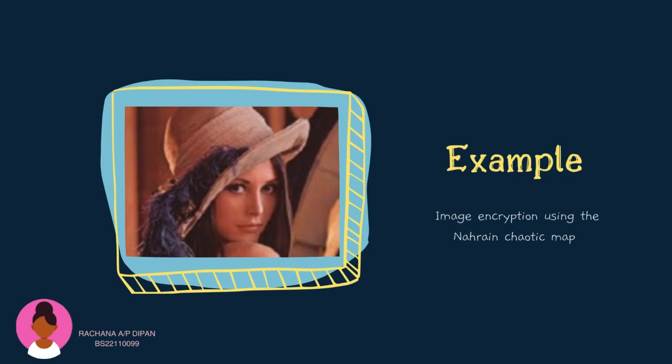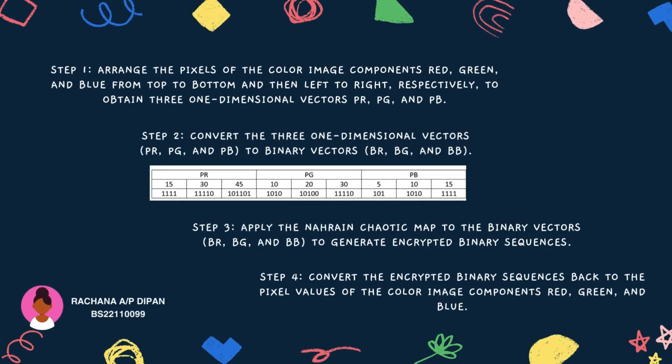The proposed algorithm for image encryption using Narin chaotic map involves the following steps. Step 1. Arrange the pixels of the color image components red, green, and blue from top to bottom and then left to right respectively to obtain three one-dimensional vectors, which are red component vectors, green component vectors, and blue component vectors. Step 2. We shall convert the three one-dimensional vectors PR, PG, and PB to binary vectors, as shown in the table below.